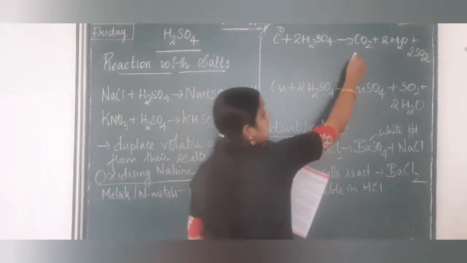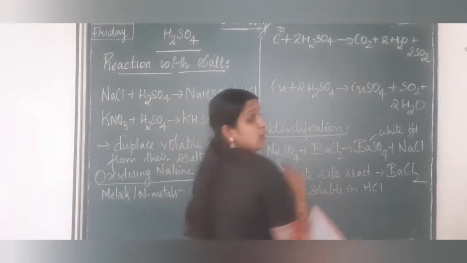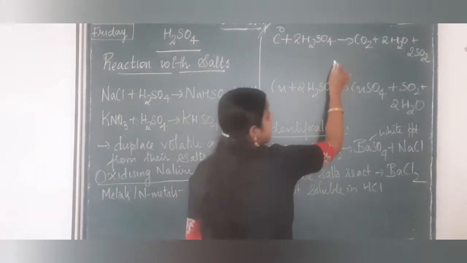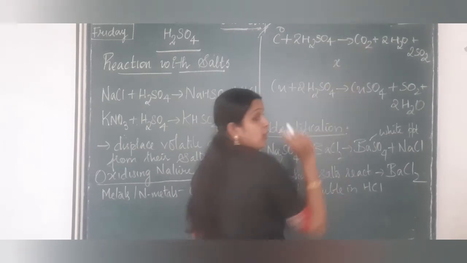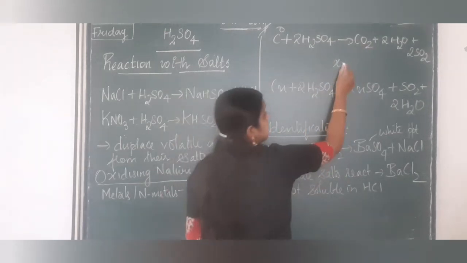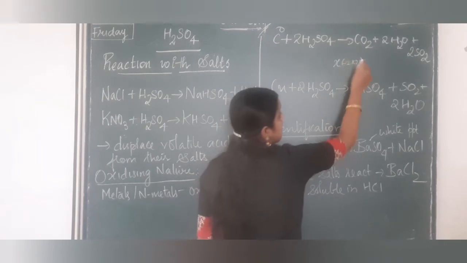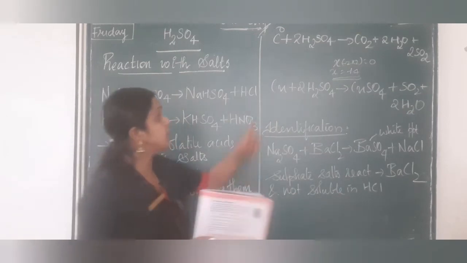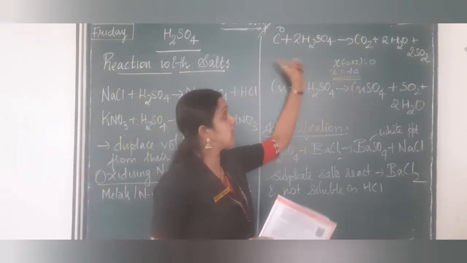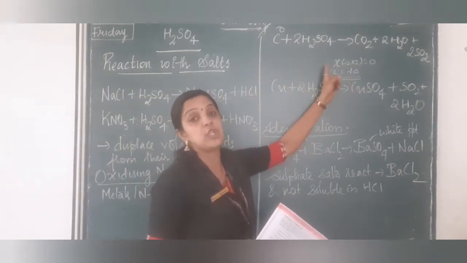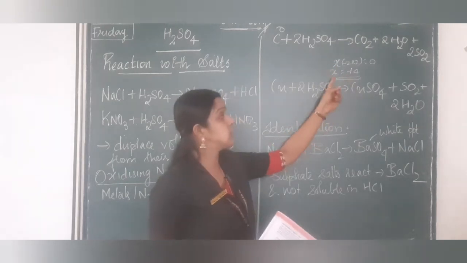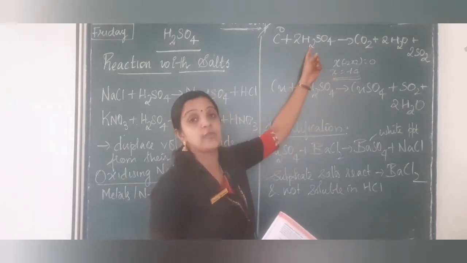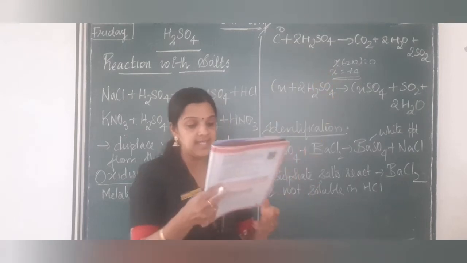But here in carbon dioxide, what is the oxidation state, children? Let it be X. For one oxygen it is -2, so -2 into 2 equals -4, and X is equal to +4. So you can see it is changing from 0 to +4. Carbon is getting oxidized from 0 to +4. That's why we say H2SO4 acts as an oxidizing agent.